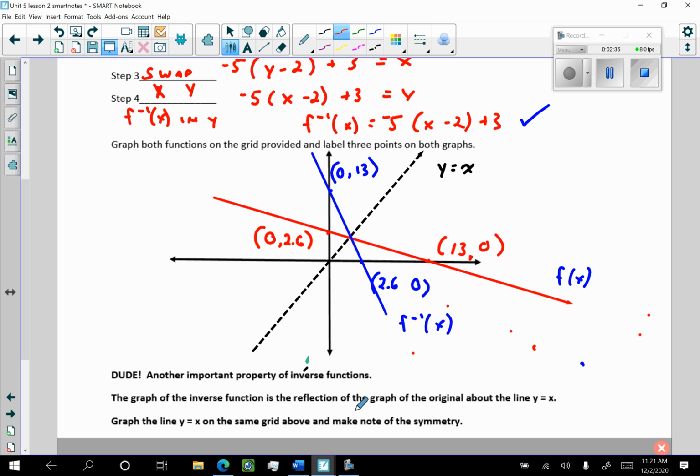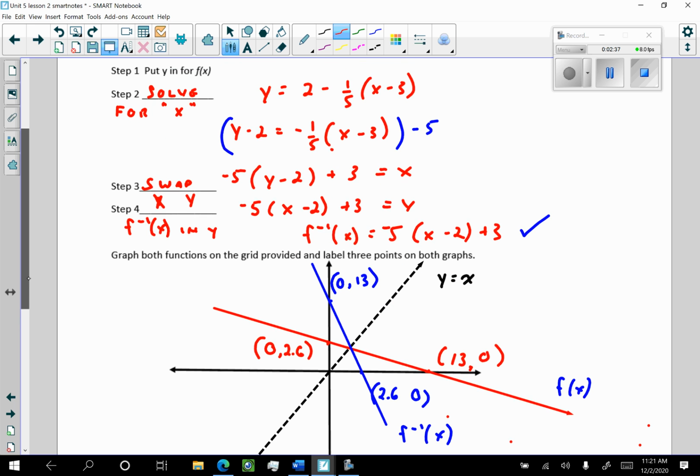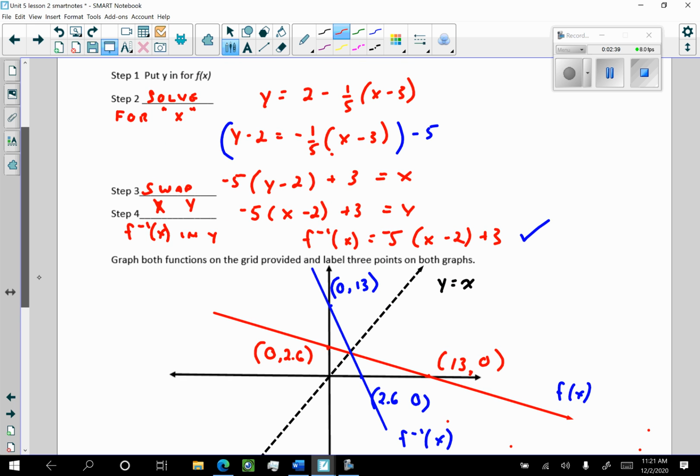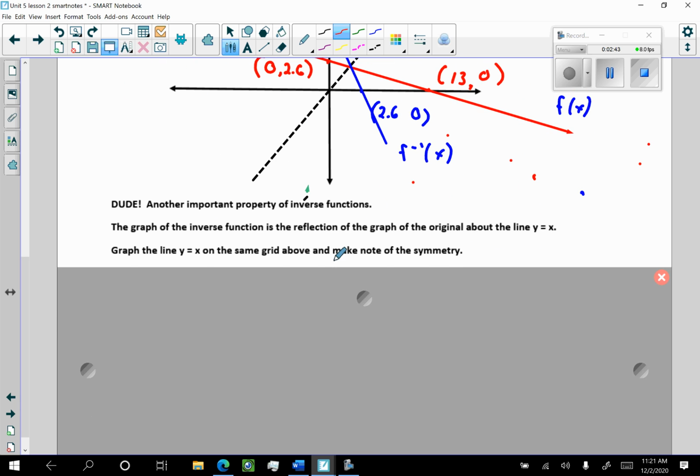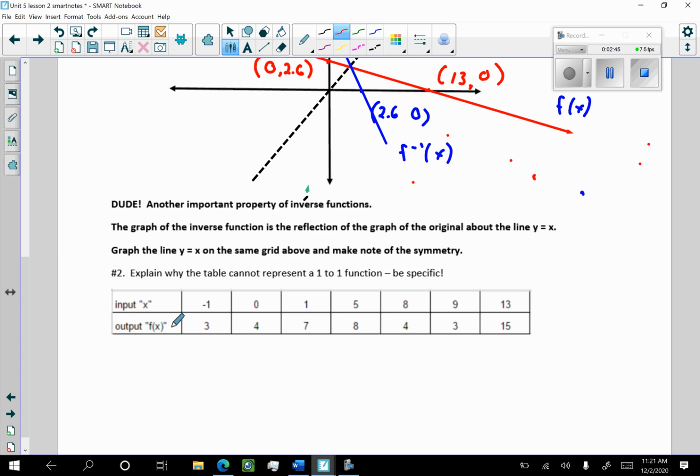So I'm going to let you work that out. You can watch the video again if you want the answer, because you're going to need the answer. And then I'm going to let you work this problem out yourself. Be specific. I have a function, and you're going to tell me why this cannot be a one-to-one function. Okay?